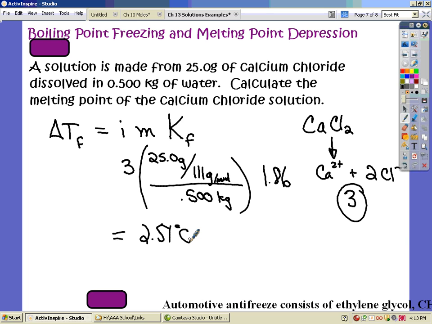degrees C. And again, this is the point where you have to be smart about this and recognize that this is a melting point depression, so it's going to be lower than the actual melting or freezing point of the original substance, the pure substance. And so if the pure substance was 0, water is 0 degrees, then it's going to depress by 2.5 more degrees. So then my new freezing point is going to be at minus 2.51 degrees C.